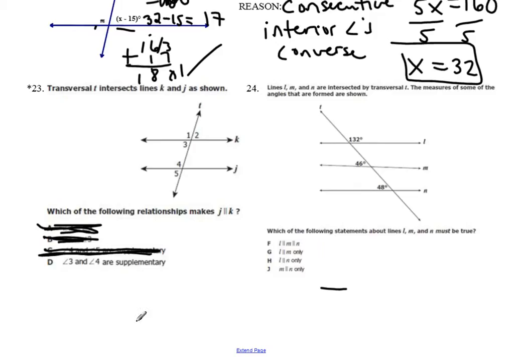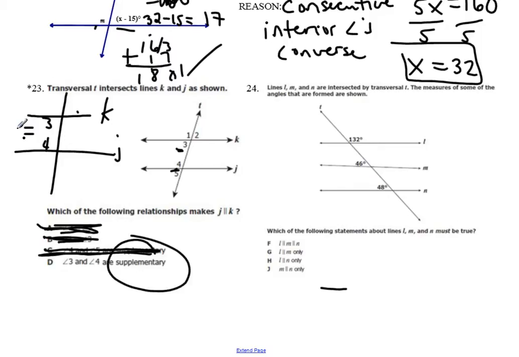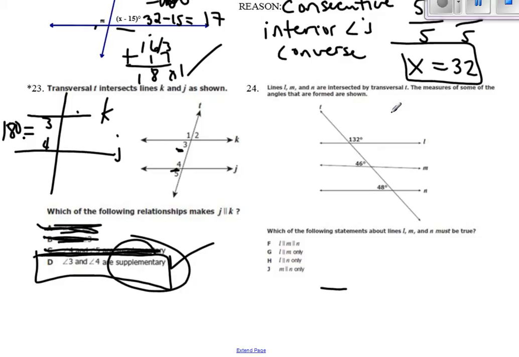And finally it says 3 and 4 are supplementary. Well, here we go. Now we have what looks like parallel lines, K and J. And because 3 and 4 add up to 180, or they're supplementary, then that's going to prove that J is parallel to K, because when consecutive interior angles are supplementary, then the lines that form them are parallel.